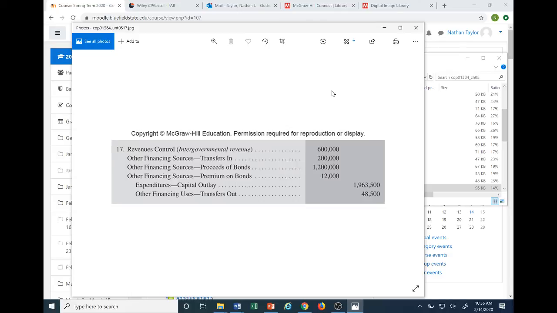Okay, so I think we're pretty solid on capital projects funds. Let me see here. I don't want to get too far ahead. I might start a little bit.